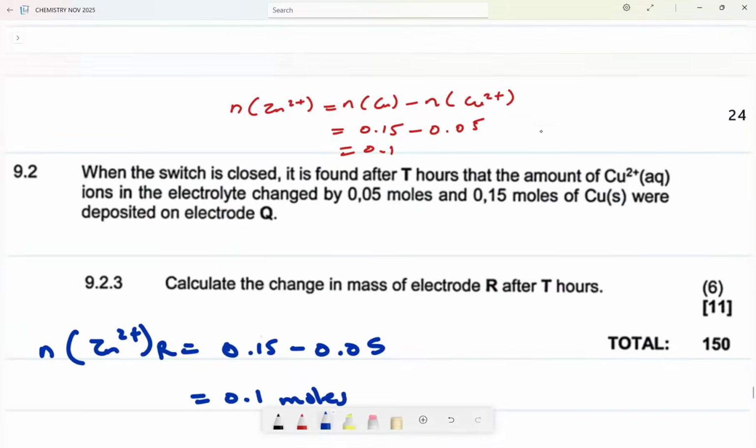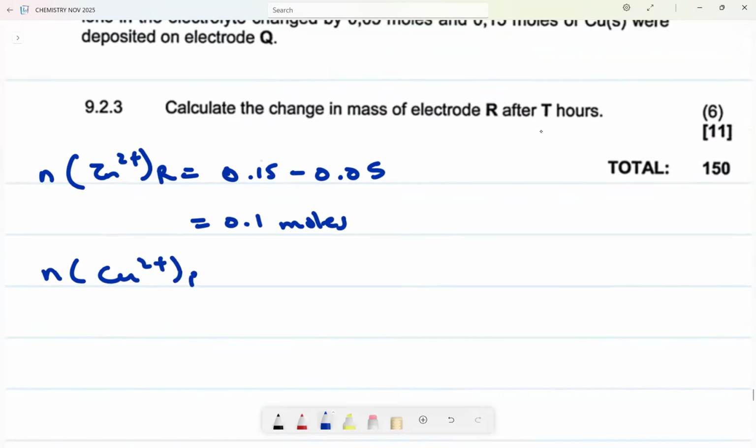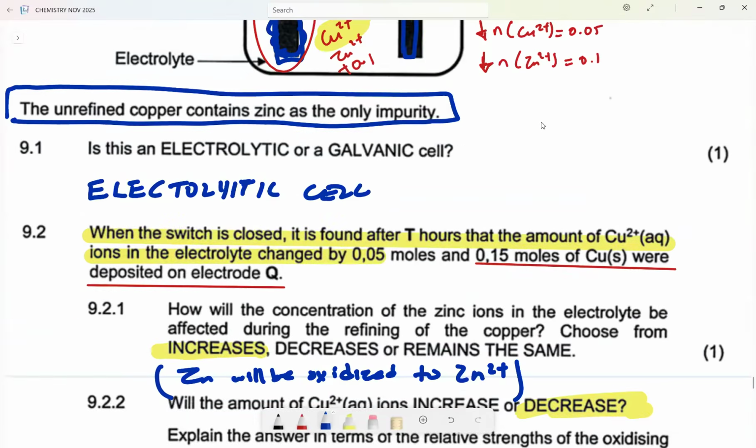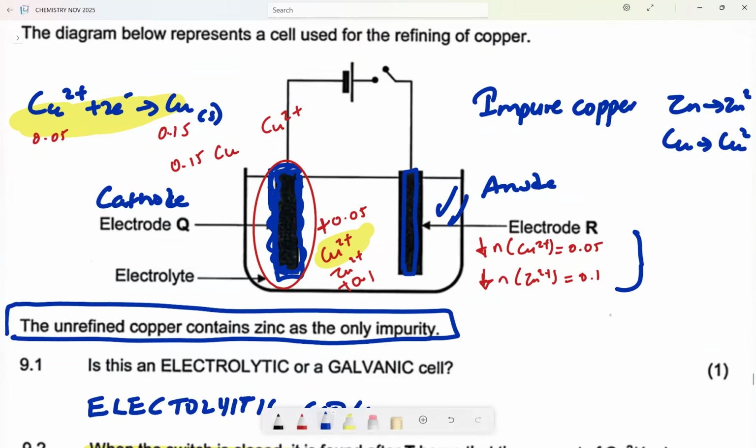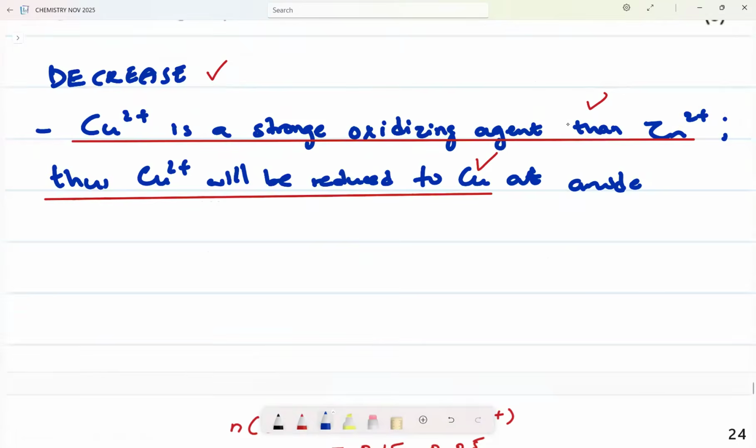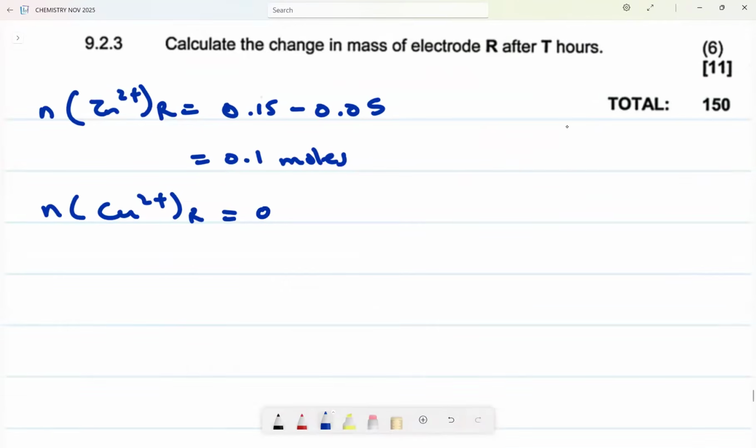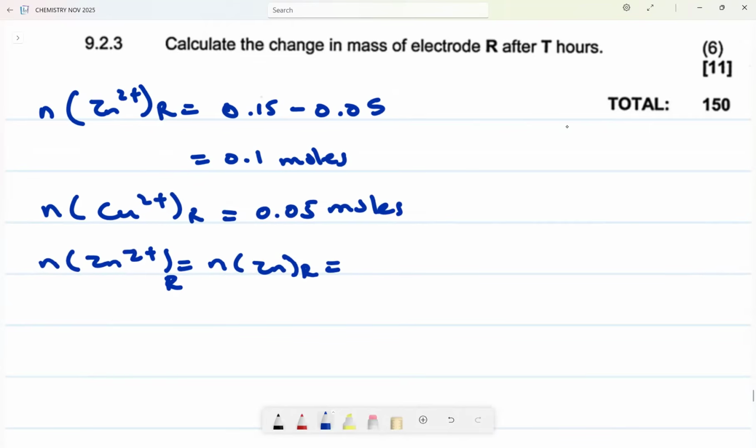All right. And we also have the number of moles of Cu2+ from R that were present in the electrolyte. Remember, we take them from the anode. We took them from the anode here. We lost them in the anode before we gained them in the electrolyte. So it is 0.05. Okay. But remember, this is moles. But remember, the number of moles of Zn2+ is equal to the number of moles of Zn in R. So it's very important that you take note of that, which is 0.1. Also, the number of moles of Cu2+ in R is equal to the number of moles of Cu in R, which is 0.05 moles.